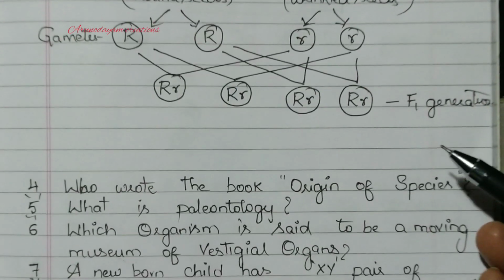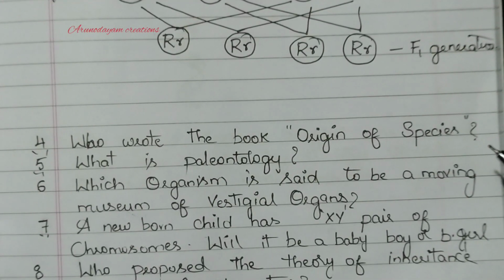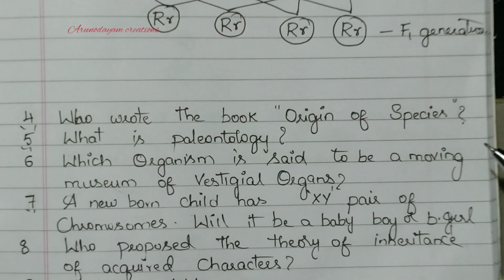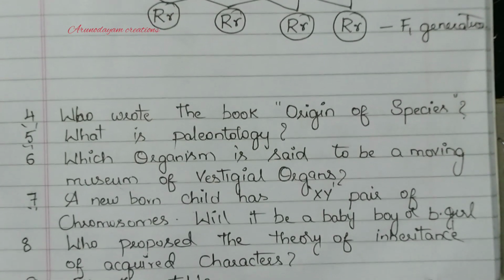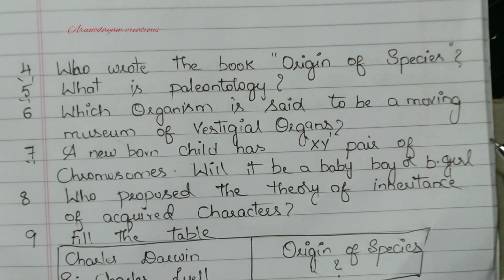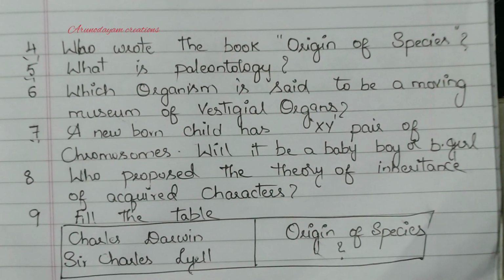So in F2 generation what type of plants we'll get, we have to sort it out. Next, fourth question, who wrote the book Origin of Species? Fifth, what is paleontology? Sixth, which organism is said to be a moving museum of vestigial organs? Seventh question, a newborn baby has XY pair of chromosomes. Will it be a baby boy or baby girl? Eighth question, who proposed the theory of inheritance of acquired characters?